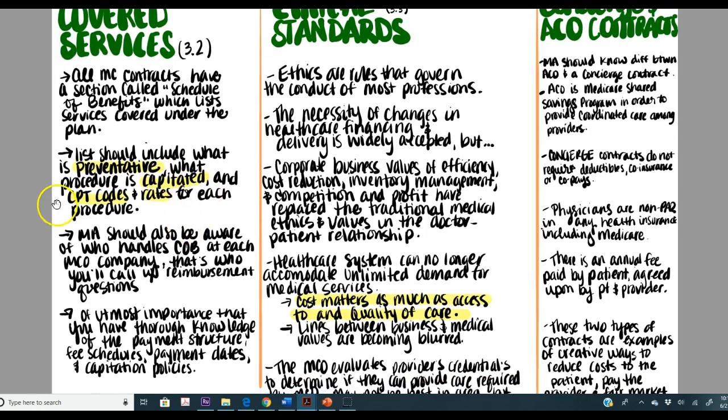The MA should also be aware of who handles the coordination of benefits at each managed care company, because that is who you're going to call with reimbursement questions. So if you're having trouble with reimbursement issues, or being compensated for services that were provided, the coordination of benefits person is who you're going to call to get those resolved. It is of utmost importance that you have thorough knowledge of the payment structure, the fee schedules, the payment dates, capitation policies, all of that for the various managed care contracts that you're working with at your office, because those are going to affect how you get paid as well.